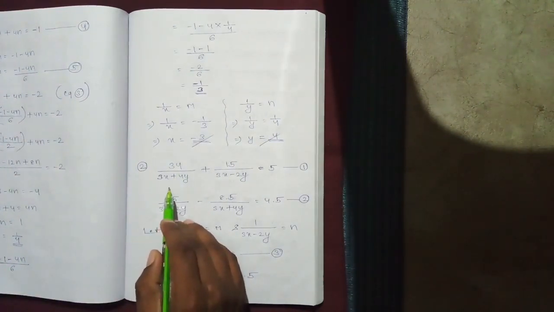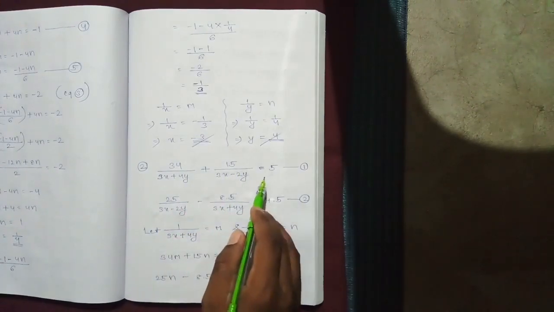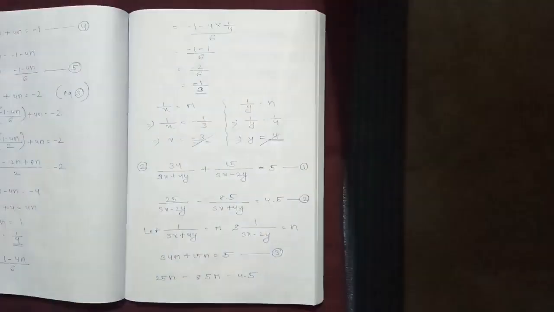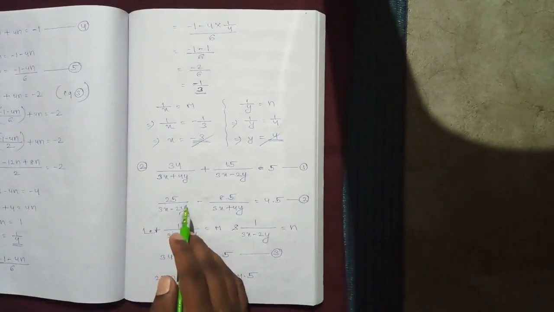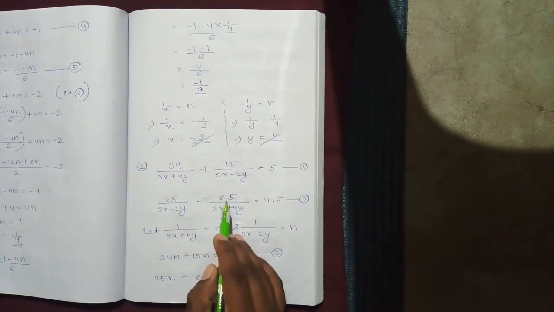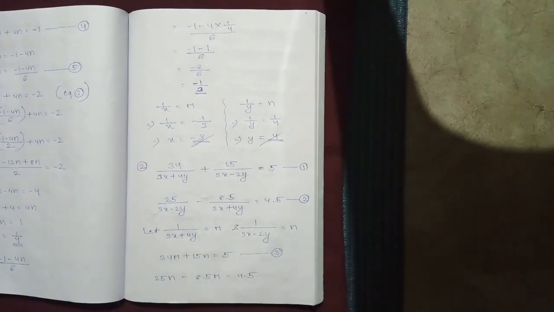34 by 3x plus 4y plus 15 by 3x minus 2y is equal to 5, equation 1. This is also not a linear equation. Okay, the variables are in the denominator's part. Okay, power is not 1. Second equation we have 25 by 3x minus 2y minus 8.5 whole by 3x plus 4y is equal to 4.5. Let it be equation 2.